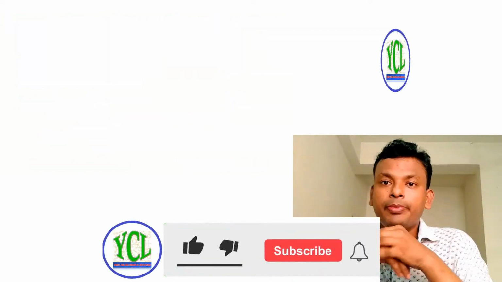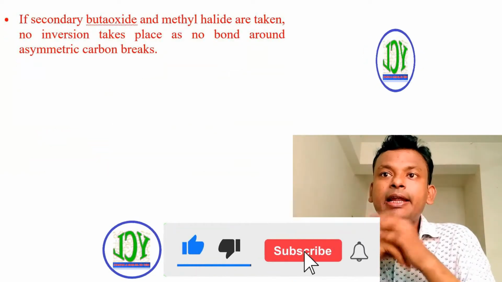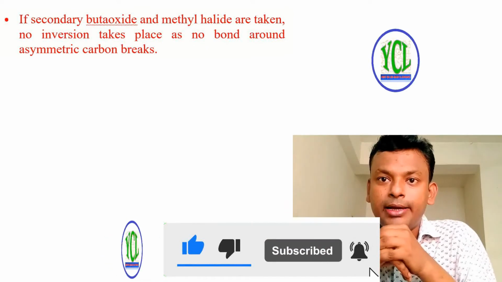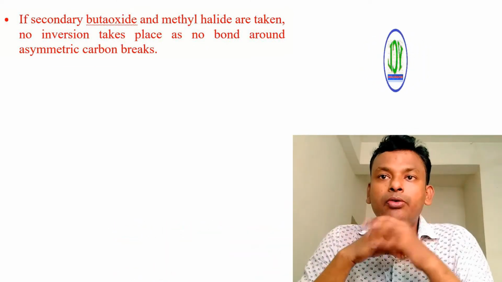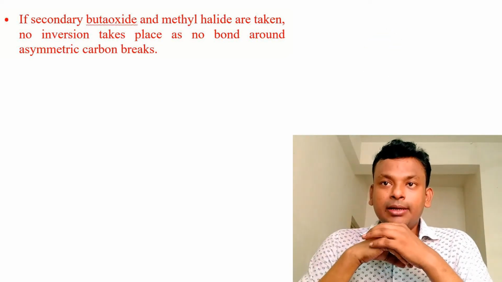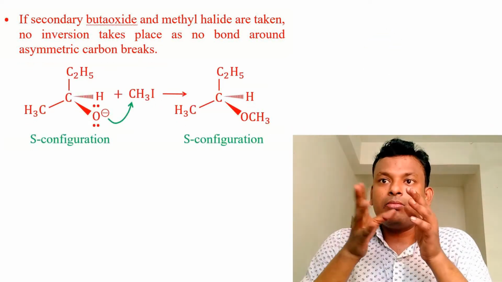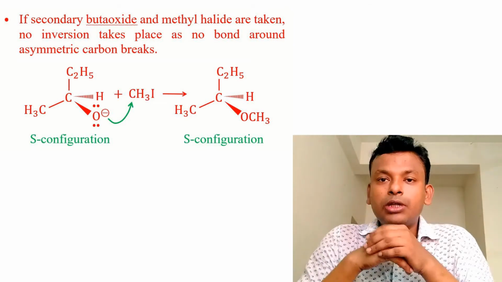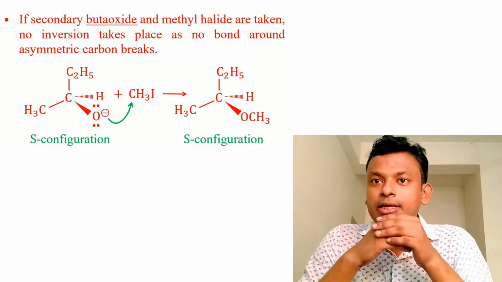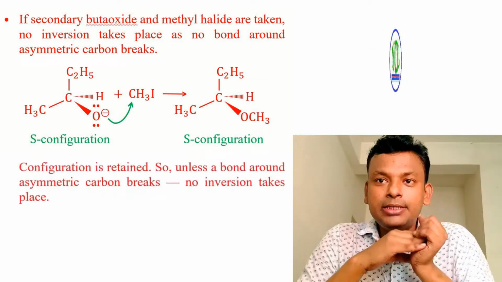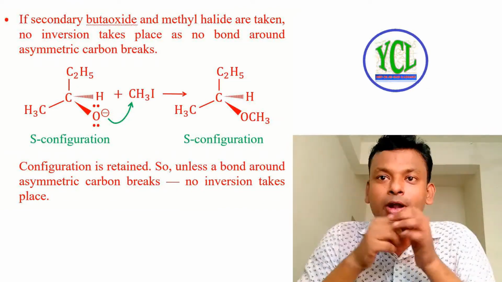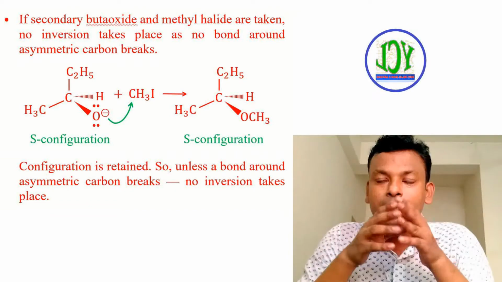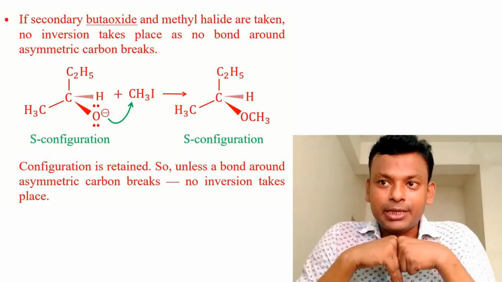And next, if the sec-butoxide and methyl iodide are taken, no inversion takes place and no bond around the asymmetric carbon is broken. Here O negative attacks the CH3I and forms this, and here the configuration is retained, that is S configuration to S configuration. So unless a bond around the asymmetric carbon breaks, no inversion takes place.